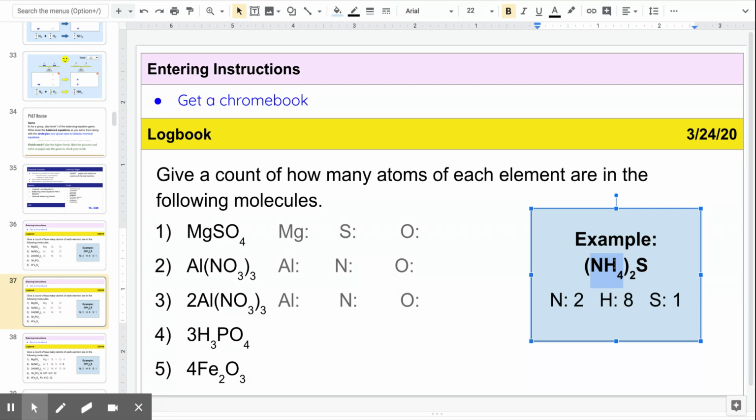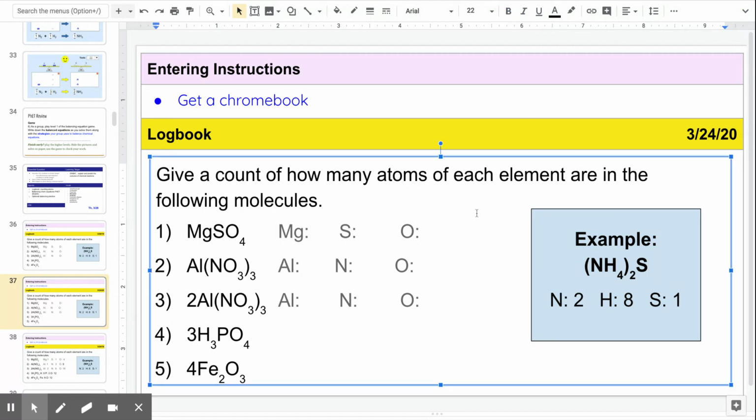So that's why our count for both the nitrogen and the hydrogen get multiplied by 2, because that parentheses means the 2 applies to everything inside. So here, 2 times the 1 nitrogen is 2 nitrogens, 2 times the 4 hydrogens is now 8, and then the sulfur's on the outside, so there's just one of those. I will go over the rest of the logbook.